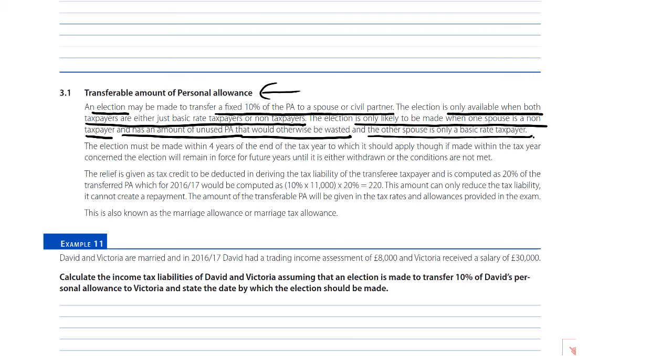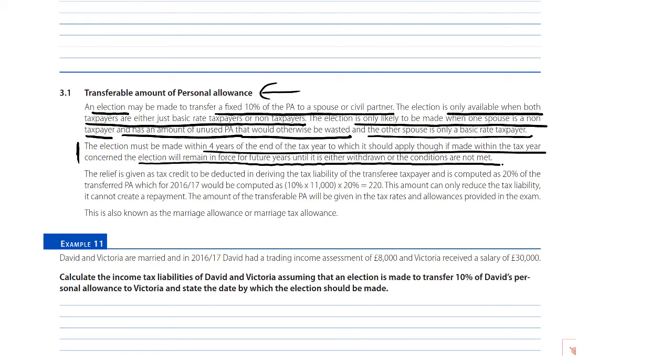Now, there's a time period. The election here must be made within 4 years of the end of the tax year to which it should apply. But if you do it within the tax year concerned, the election will remain in force for future years until you withdraw it. So if you make it during the year, it applies not just to that tax year, but to future tax years. You're not bound by that, you can withdraw it at any point in the future. Or otherwise, if you're coming at this after the event, then you've got to make it within 4 years, and then you make it in relation to each year.